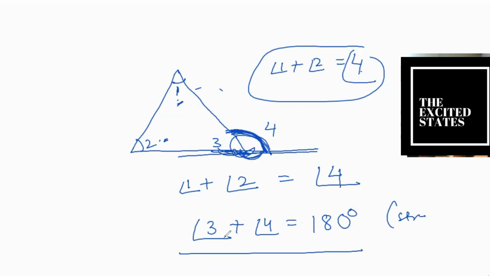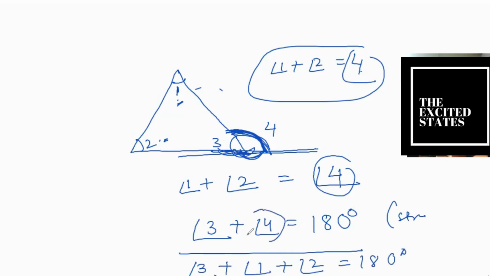Instead of angle 4, I can write angle 3 plus angle 1 plus angle 2 is equal to 180 degrees. I have substituted the value of angle 4 by angle 1 plus angle 2. Now what we are getting, angle 1 plus 2 plus 3 is 180 degrees, which is the sum of interior angles of a triangle. Understood? Clear or not? Yes.